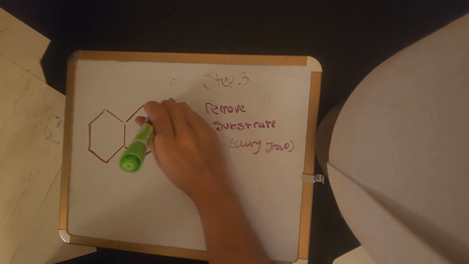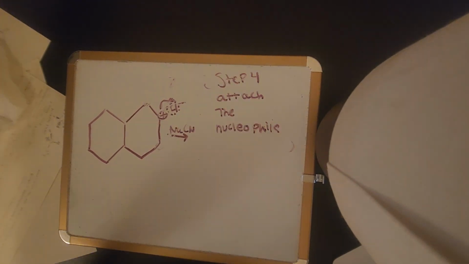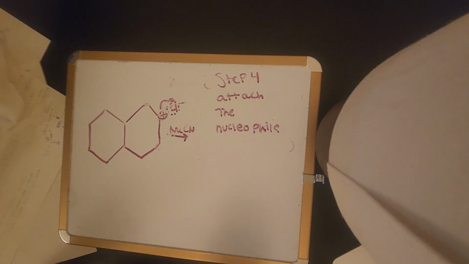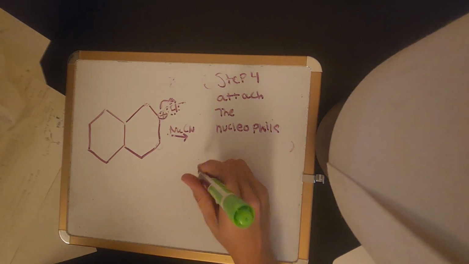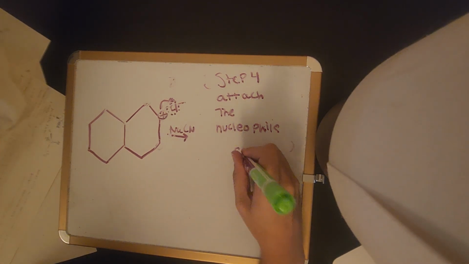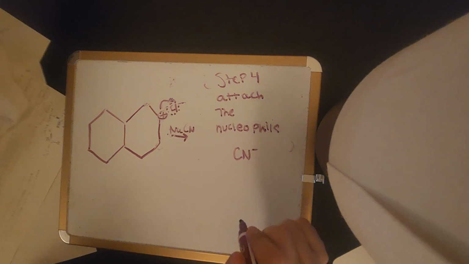When you do this, this is going to become positive here. In step 4, we attach the nucleophile. In this case, that is CN. CN is negatively charged, making it a nucleophile.